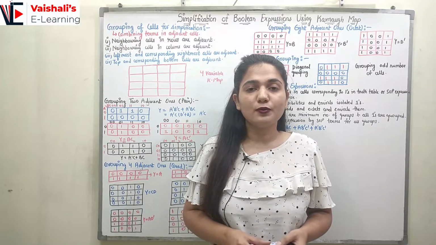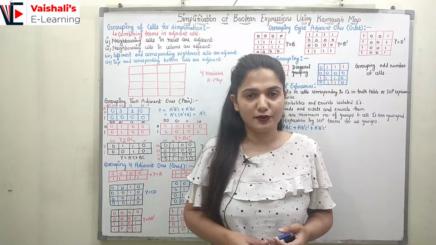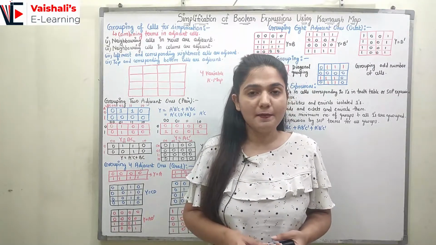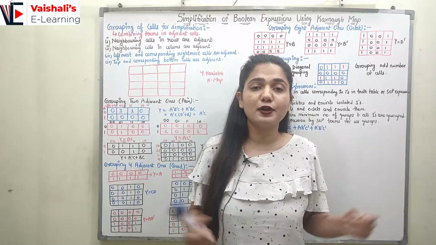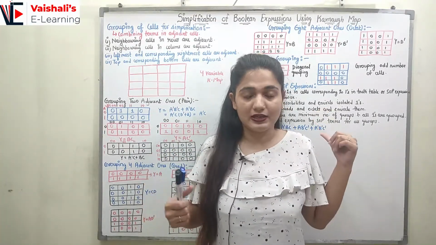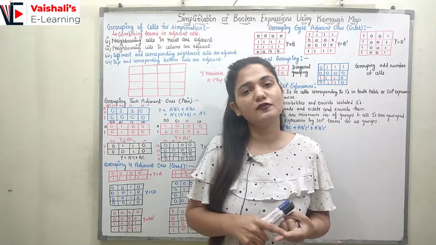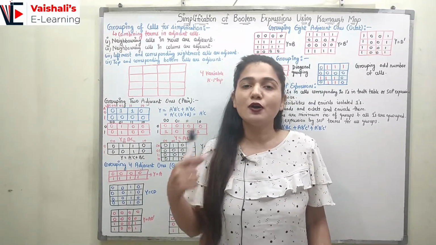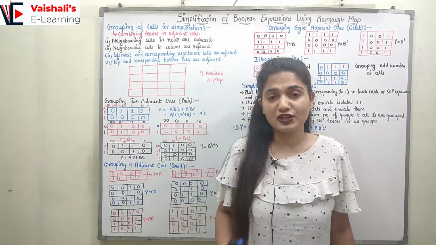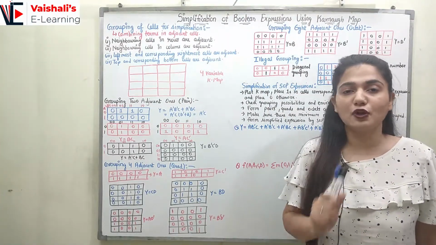Today in this video, we are going to understand the simplification of the Boolean expression using the Karnaugh map. We already discussed the K map and understood how to draw the K map for any Boolean function in the last class. If the Boolean function has 2 variables, 3 variables, or 4 variables, we know how to make the K map. Right now we are moving towards the simplification using the K map. So how do we simplify once we have drawn the K map?